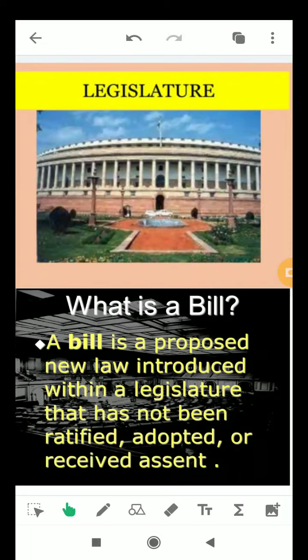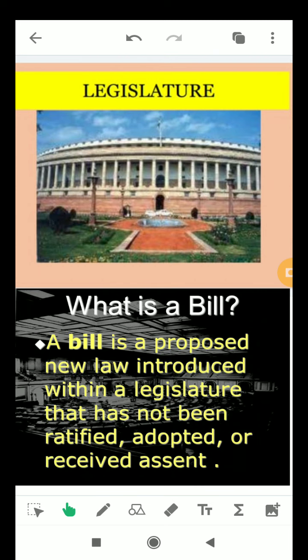Next is the legislature. So what are the functions of the legislature? One of the most important functions of this legislature is to make laws on subjects that are included in the state list. The proposal to make a law is called a bill. A bill is a proposed new law introduced in a legislature that has not been ratified, adopted or received assent.